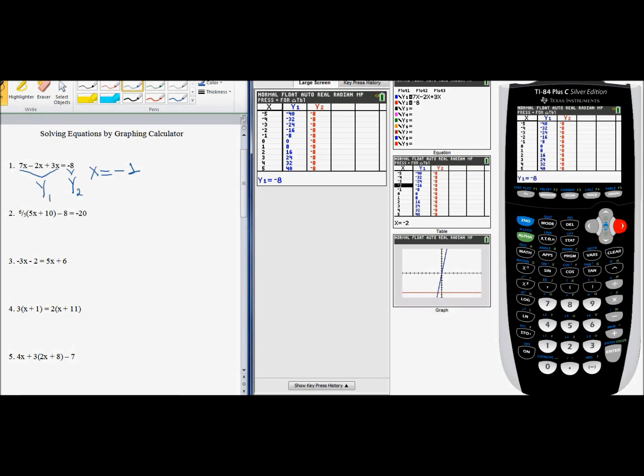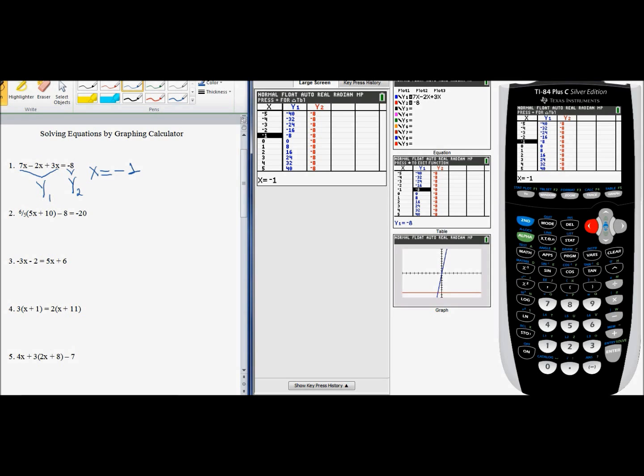If I scroll over to the y1, it says negative 8, and the y2 I'm scrolling over, it also says negative 8. Well, you see that the y1 column and the y2 column, they match. So that lets you know that, hey, the correct answer must be -1. So if you have to use just the table to find your solutions, that's the way you can find your solution, just by using your table.